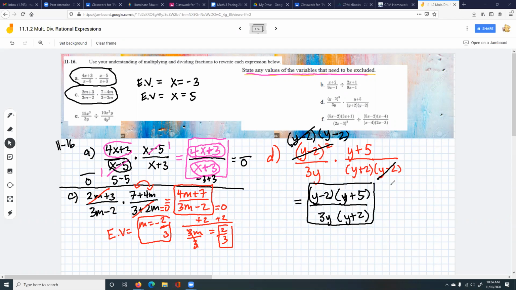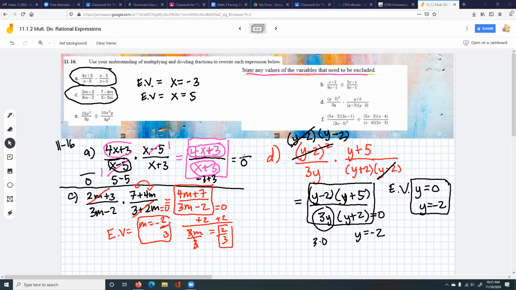Okay, and we have two excluded values, right? Because there's two factors in the denominator. What's going to make this part equal 0? If y is equal to 0, right? So one of the excluded values, if this is 3 times 0, that's going to make the denominator 0. And then we need to set the y plus 2 equal to 0. Well, that would give us y equals negative 2. So your other excluded value is y equals negative 2. Those aren't the solutions, those are the excluded values. y can be any number except 0 and negative 2.